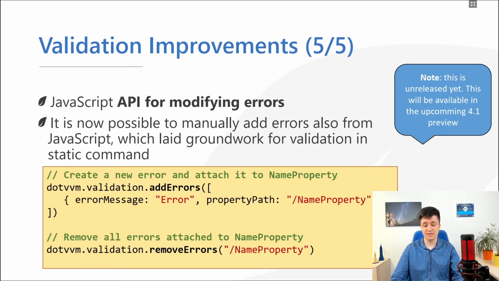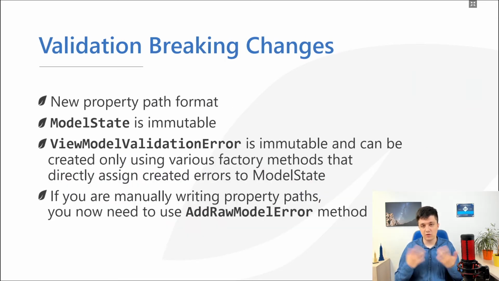And now let's take a look at what this means for you when you are upgrading your older applications, for example, from .VVM 3.x, and what breaking changes there are. As I've been saying, there is this new property path format, but unless you actually use the API where you would manually write those knockout expressions, you wouldn't be affected by this change at all. It's just an improvement, so whenever you now see validation errors, they will get these nicely readable property paths.